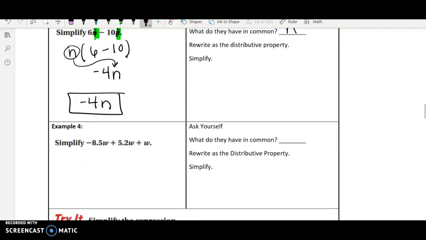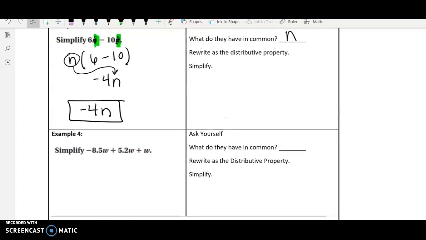So I'm going to show you that one more time. What do they have in common? They have a w in common. And so I'm going to write that on the outside. And then I'm going to rewrite all of the coefficients, so all of the numbers that were next to the letter, and keep all the signs the same. And then this one was just a w, but remember we learned that w equals just 1w. So there's a coefficient of 1 in front of it.